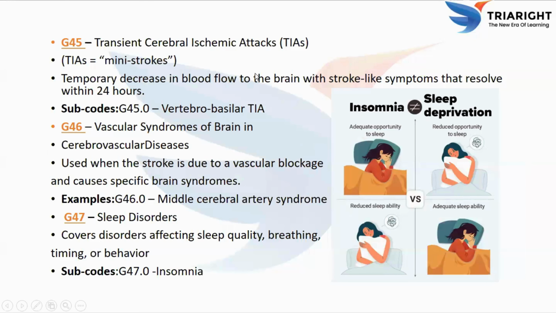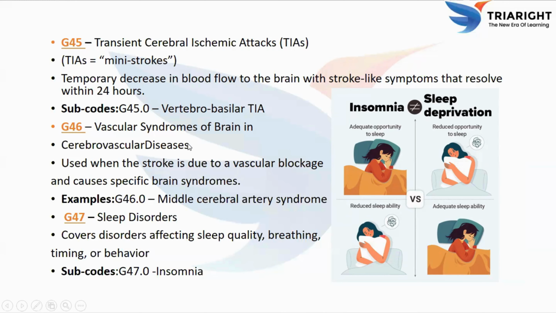And next, G45, transient cerebral ischemic attacks. It's also called TIAs in short. So what is a TIA? It's a mini stroke. It happens whenever the blood flow to part of the brain is briefly reduced. This causes stroke-like symptoms, but the important point is the symptoms disappear within 24 hours. So TIAs are warning signs that a real stroke may happen soon.